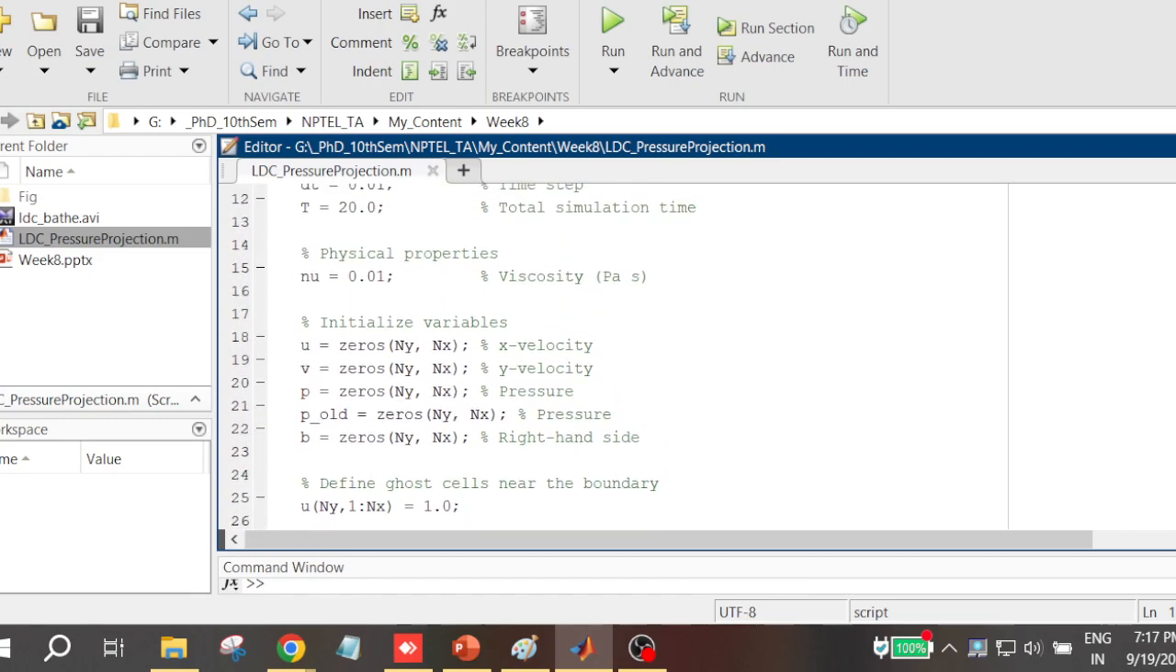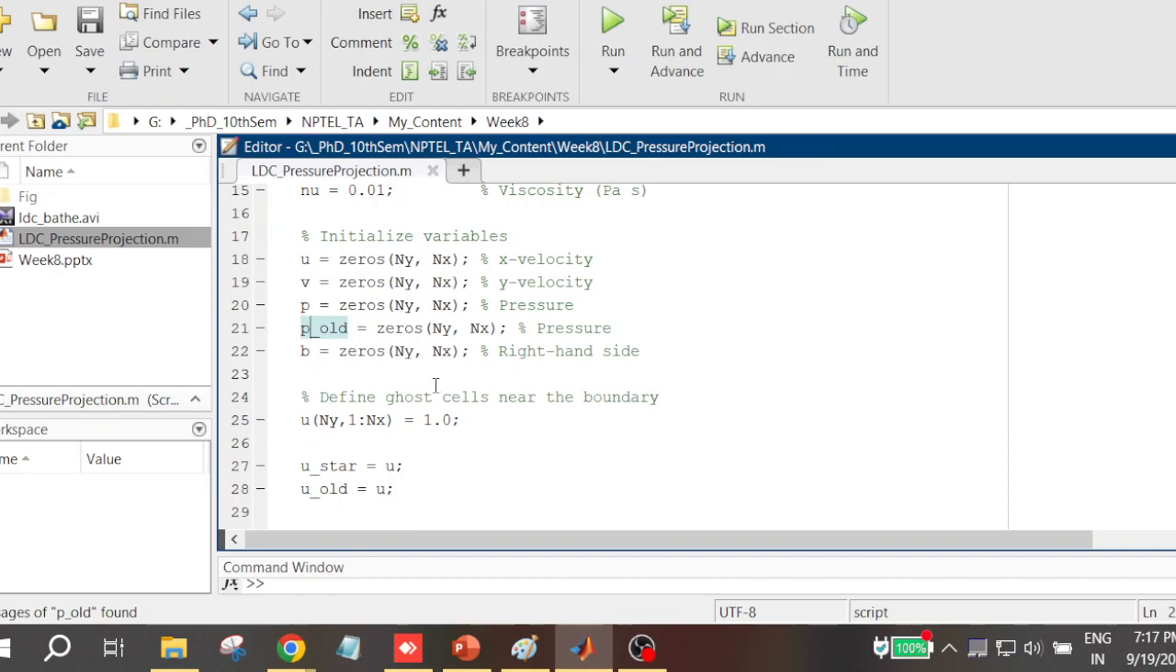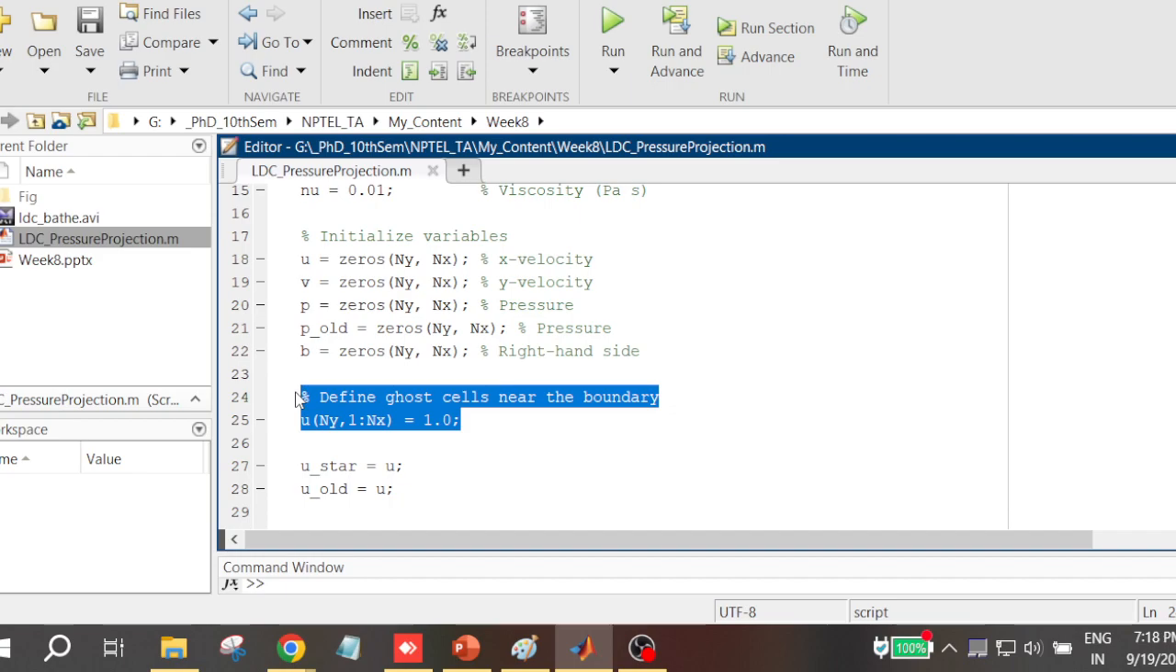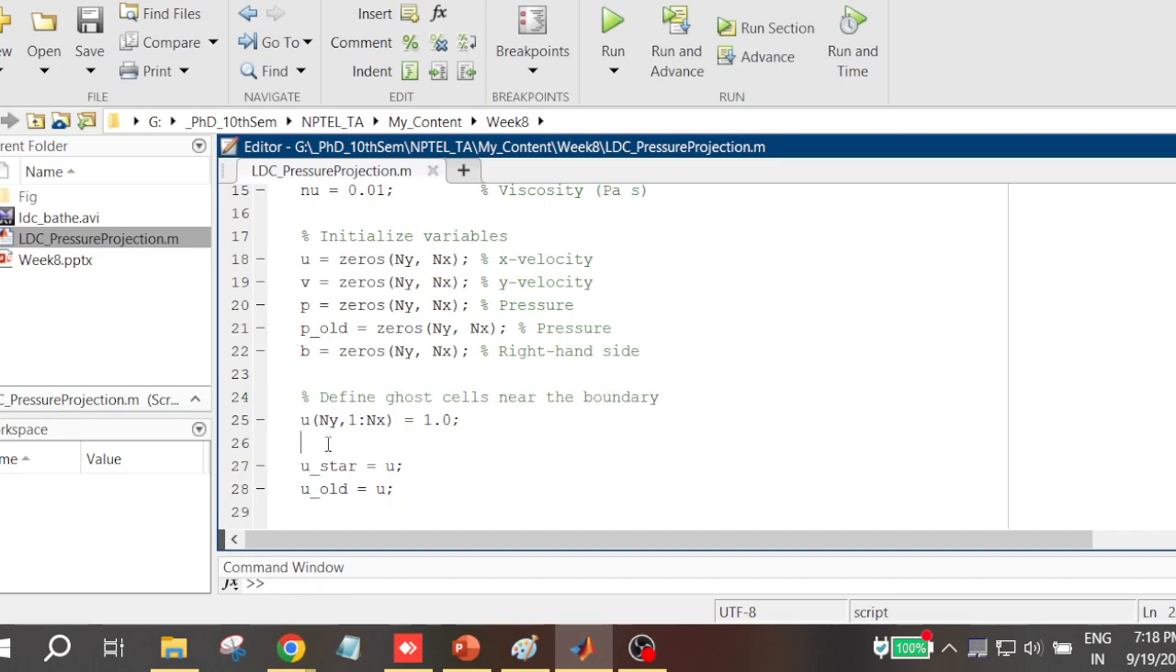Now I have defined all the velocities, u and v initial. I am initializing u, v, p and p old. I also need to initialize u star and v star, but I have done that in the next step. Before that I have defined the velocity of the top lid. Now this is what I was telling, that my code is not perfect. Can you tell me why this is not perfect in the chat box, or you can unmute and say?